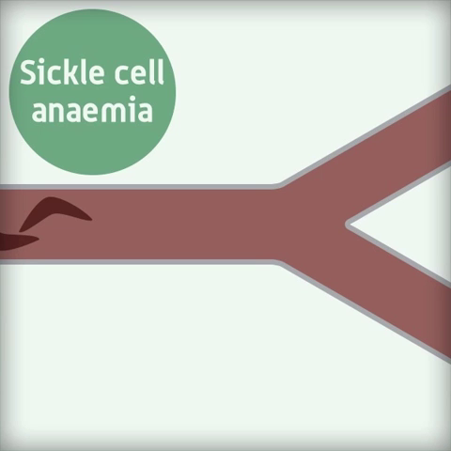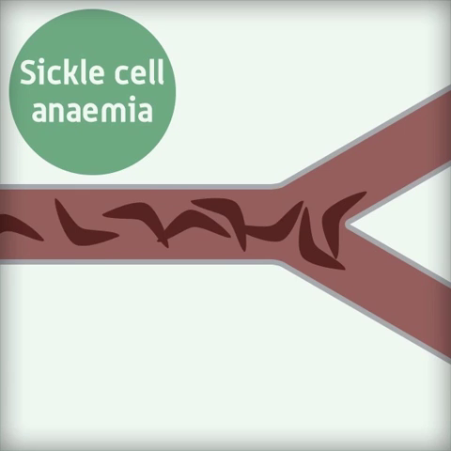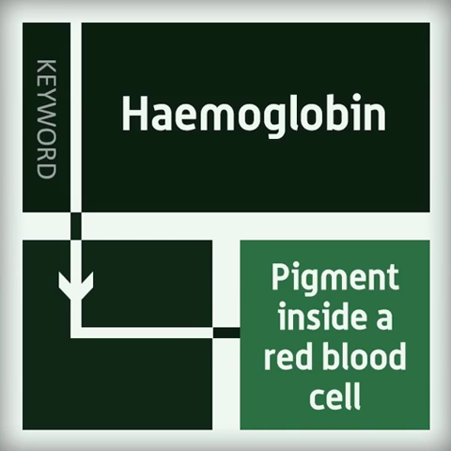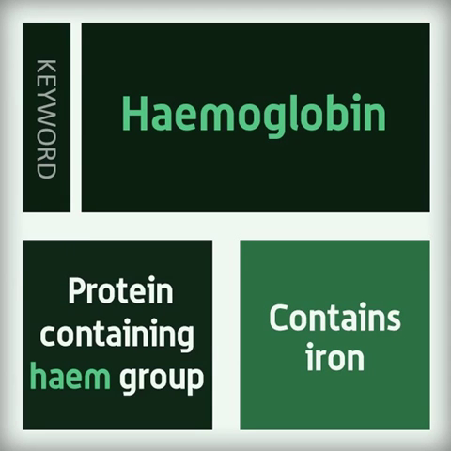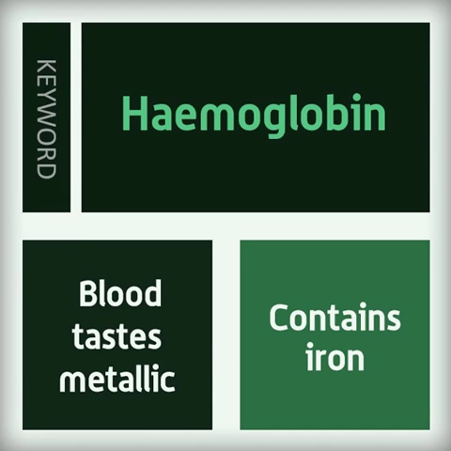Some genetic disorders, such as sickle cell anemia, cause changes to the shape of the red blood cell, causing them to get stuck inside veins. The pigment inside a red blood cell is called hemoglobin. The name comes from the fact that it's a protein containing a heme group, which means that it contains iron. If you taste blood, it has a metallic taste to it, and this is because of the iron content.